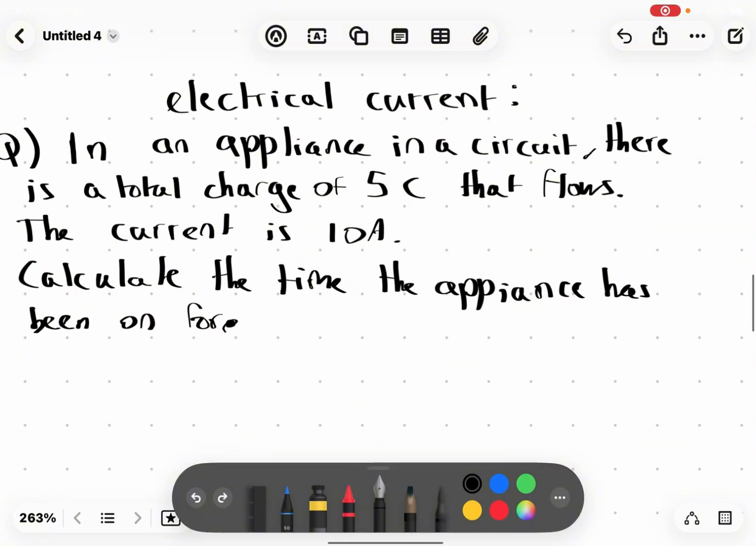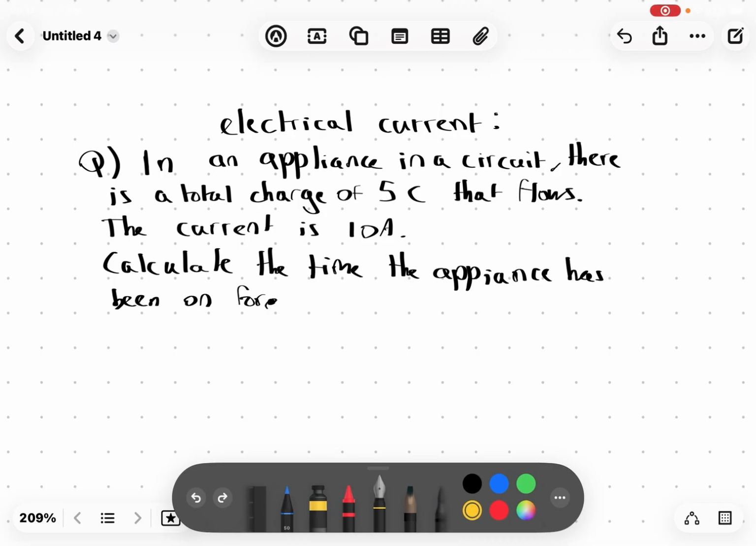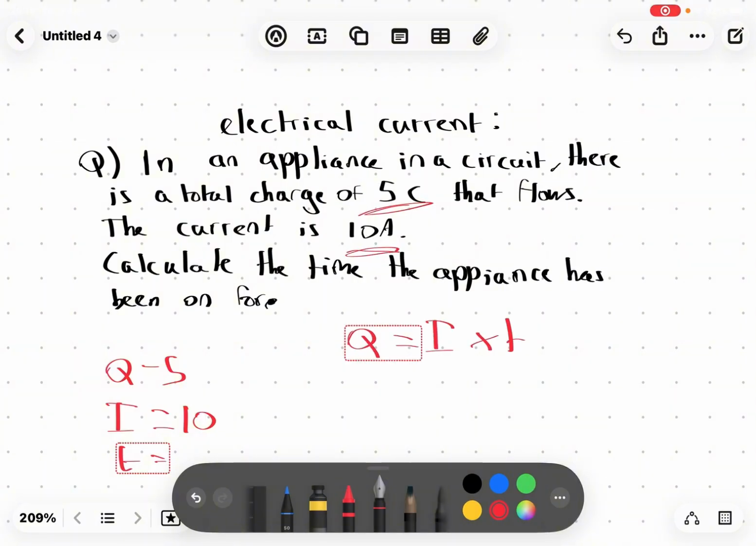Okay, so first of all, let's see what we have. We have the charge. The charge is 5. The current is 10. And we don't have the time because we have to find it out. So let's write the formula. Q equals I times time. And we have to rearrange the formula to make t the subject. So that will be t equals charge divided by I.